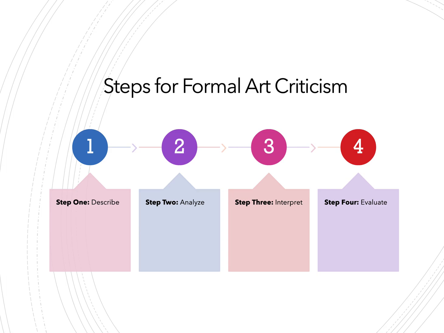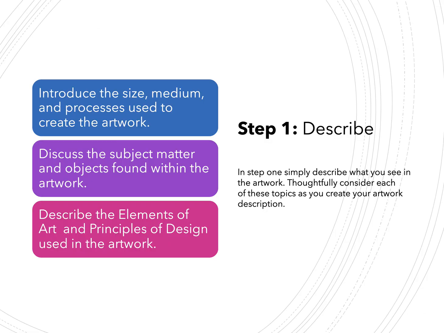Using the Feldman method for formal art criticism, you're going to work through 4 steps. Step 1, describe. Step 2, analyze. Step 3, interpret. And step 4, evaluate. Beginning with step 1, describe. This step simply allows you to describe what you see in the artwork. When you're creating your description, thoughtfully consider each one of these topics.